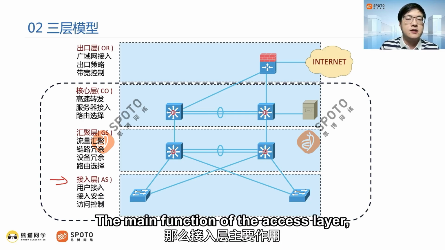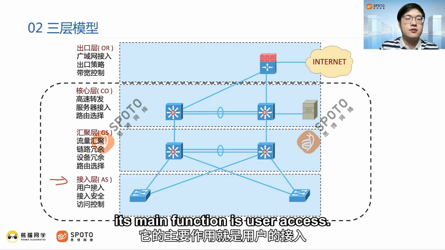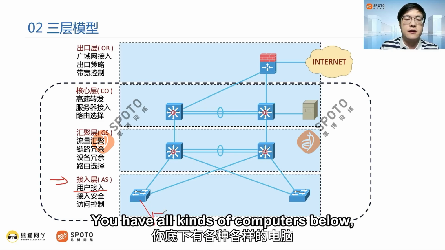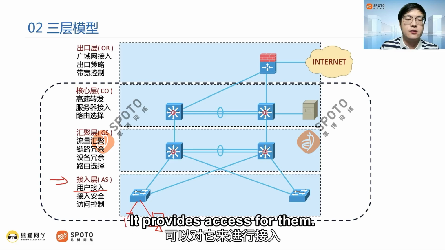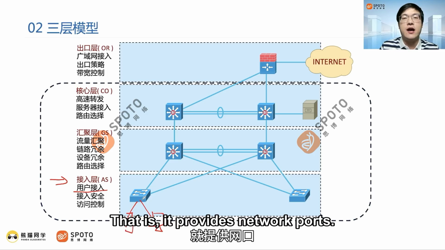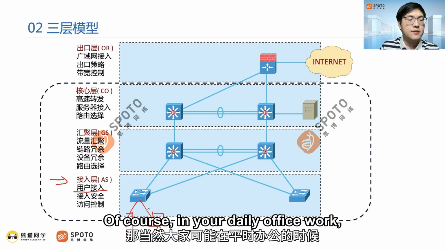Relatively small. The main function of the access layer, as you can probably tell from the name, is user access. You have all kinds of computers and all kinds of devices below, right? It provides access for them. That is, it provides network ports. Just run a network cable to them.